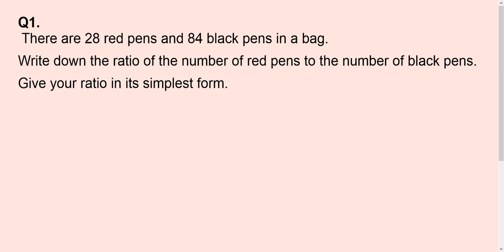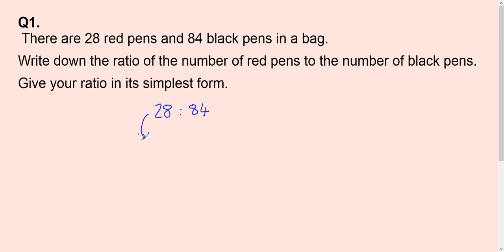So we're going to go through the solutions from last week's FMTT on ratio and proportion. First one, write the ratio of the number of red pens to the number of black pens to start off. There are 28 red pens to 84 black pens. That in itself will be 1 mark. Then it says give your ratio in its simplest form.